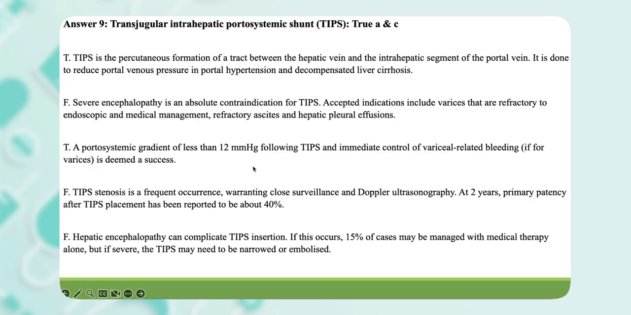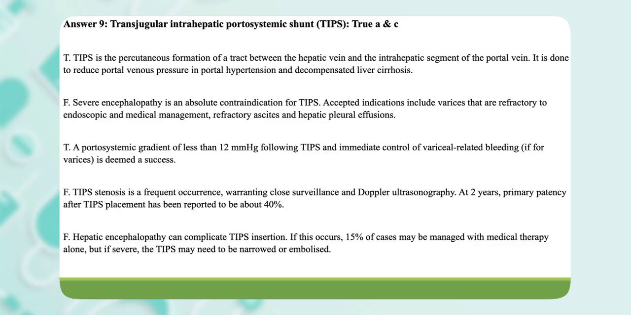So TIPS is percutaneous formation of the tract between the hepatic vein and the intrahepatic segment of the portal vein. It is done to reduce portal venous pressure in portal hypertension and decompensated liver cirrhosis. Severe encephalopathy is an absolute contraindication for TIPS. Accepted indications include varices refractory to endoscopic or medical management, refractory bleeding, and hepatic pleural effusion or ascites.